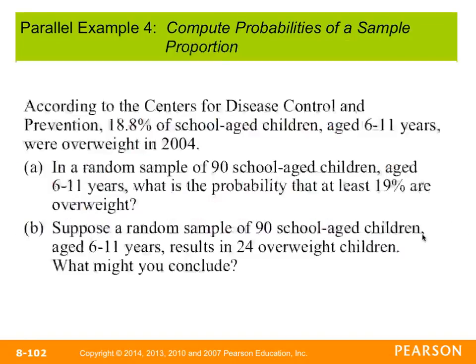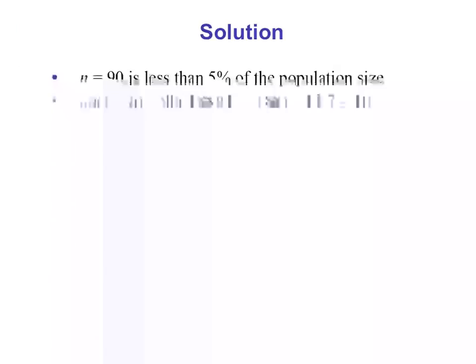Okay, so let's do one last example that walks through some proportion stuff from Chapter 8. According to the Centers for Disease Control and Prevention, 18.8% of school-aged children aged 6 to 11 were overweight in 2004. In a random sample of 90 school-aged children aged 6 to 11, what's the probability that at least 19 are overweight? So if we want to figure this out, we need a couple of things to be true.